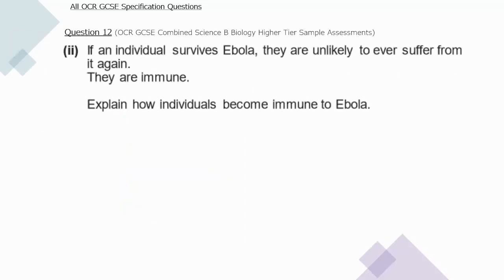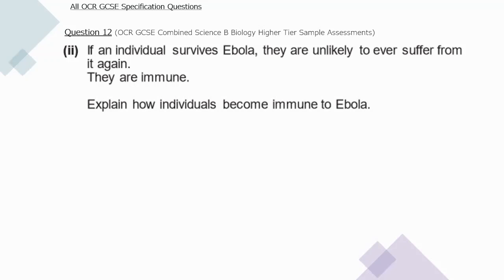Question 12. If an individual survives Ebola, they are unlikely to ever suffer from it again. They are immune. Explain how individuals become immune to Ebola. So don't be put off by the specific disease that they're given. Just think about the main part of the question. So it's basically explaining how individuals become immune.